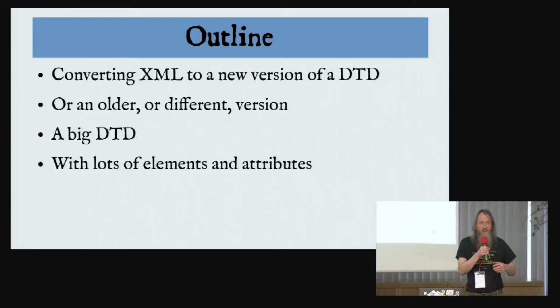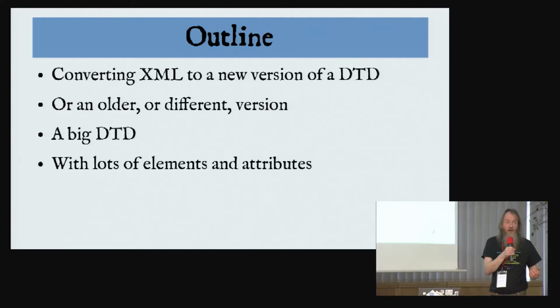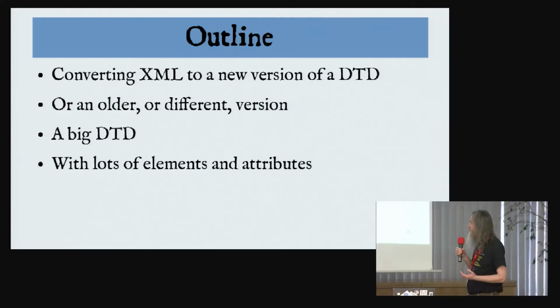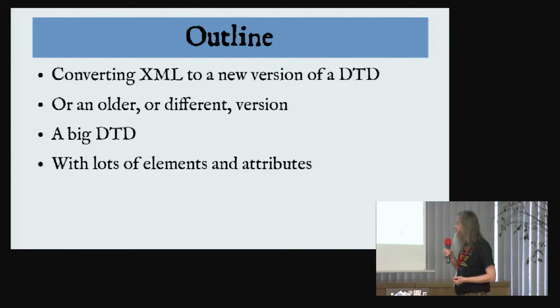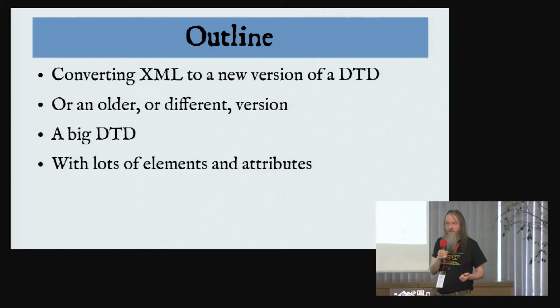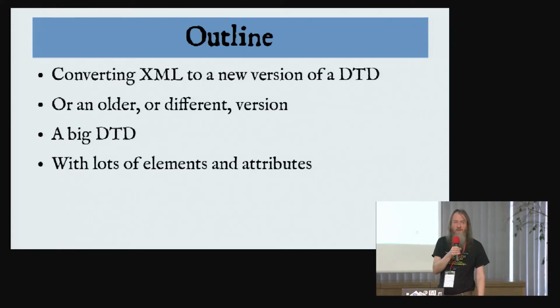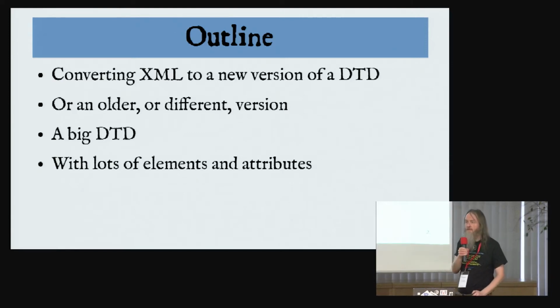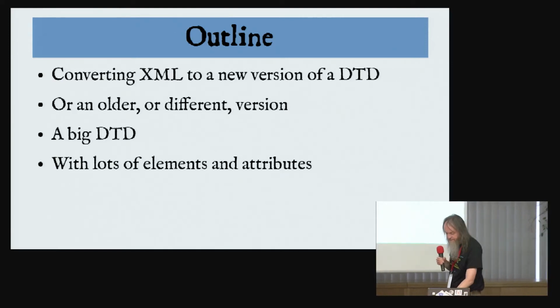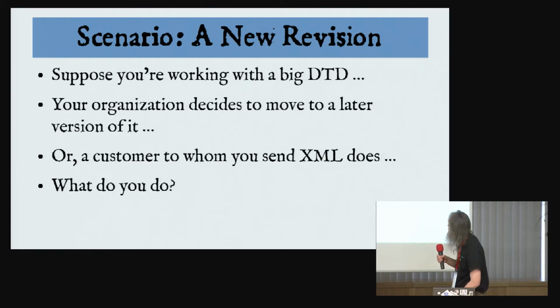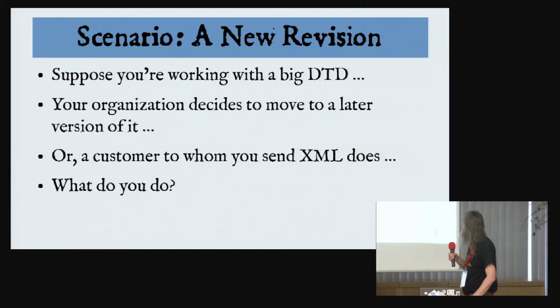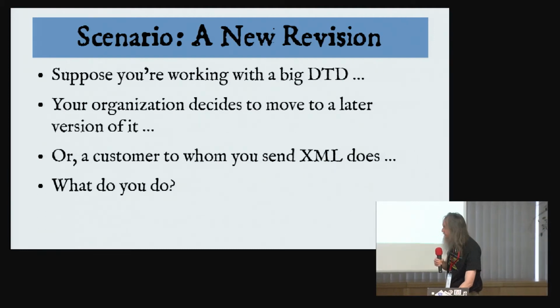Sometimes it was going back to an older version of a DTD, which is quite exciting because you find there's elements that are not allowed. And maybe it's got 300 elements or attributes, something like BITS or JATS. Has anyone here worked with those? Yeah. So what do you do?